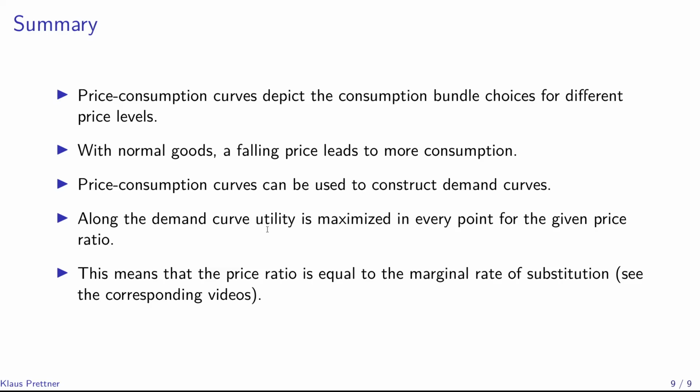So to summarize, price consumption curves show the consumption bundle choices for different price levels, and they can be used to construct the demand curves. For normal goods, a falling price leads to more consumption. And along the demand curve, utility is maximized in every point for the given price ratio. And this also means that the price ratio at each of these points is equal to the marginal rate of substitution, where you can go back to the corresponding videos if you need a refresher on that.